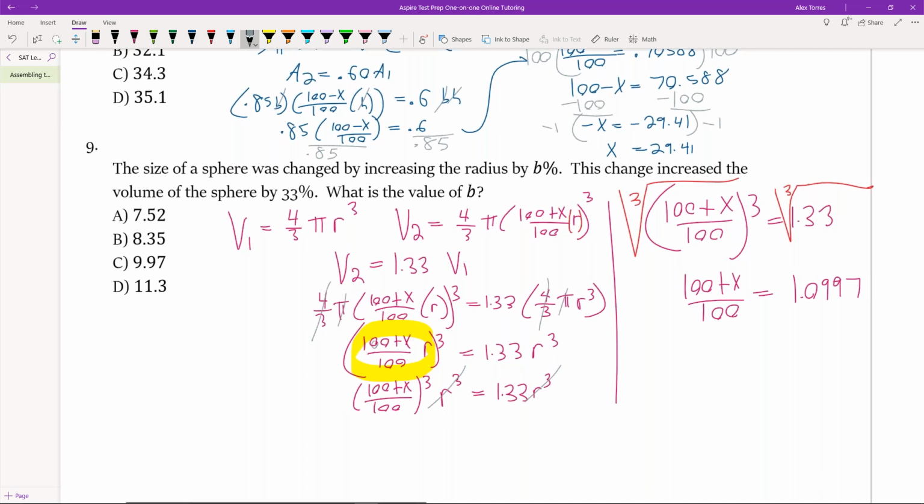So right now we have it there. We're going to multiply by 100 to get rid of the denominator on the left-hand side, and we've got 100 plus x equals 109.97. Take away 100, and x equals 9.97. And we are done with that question.